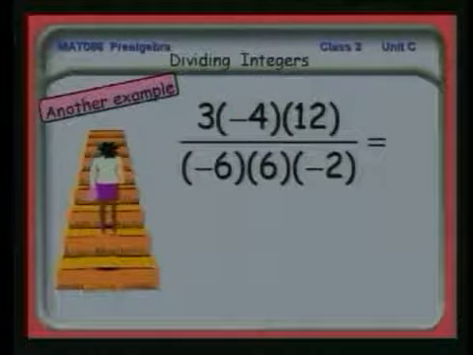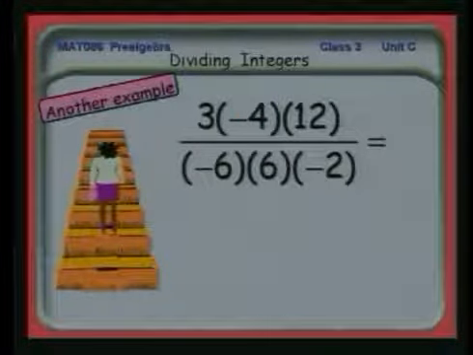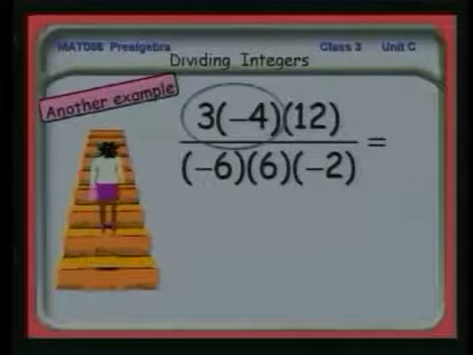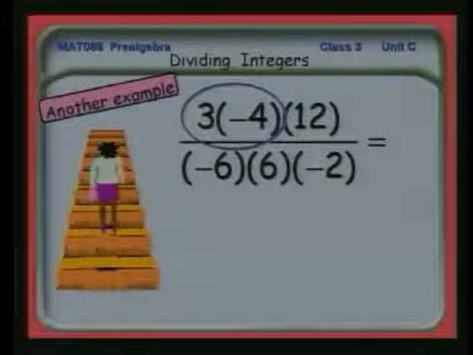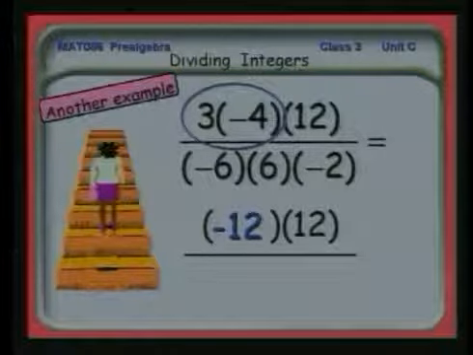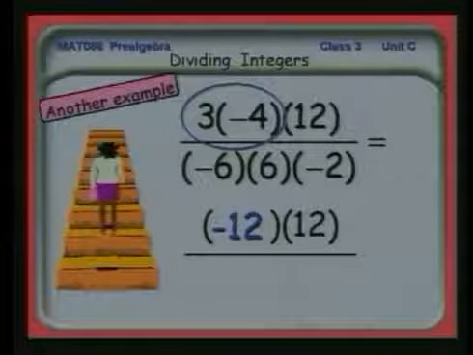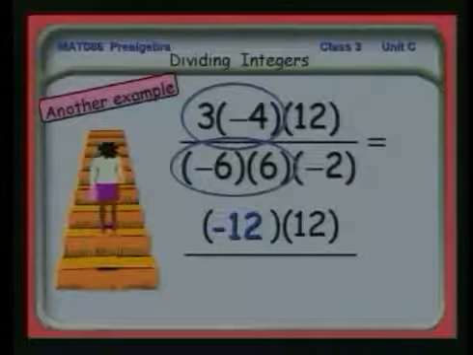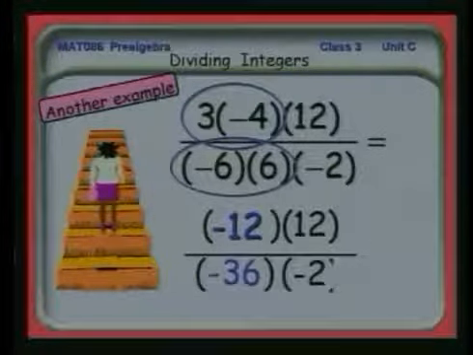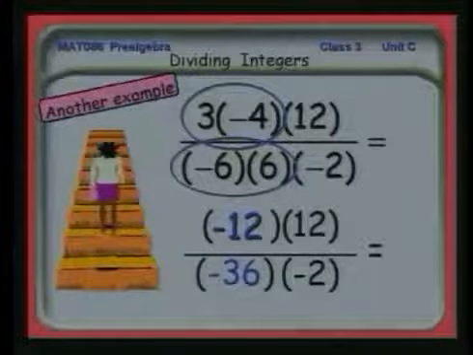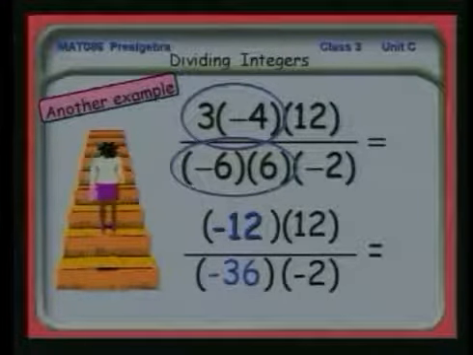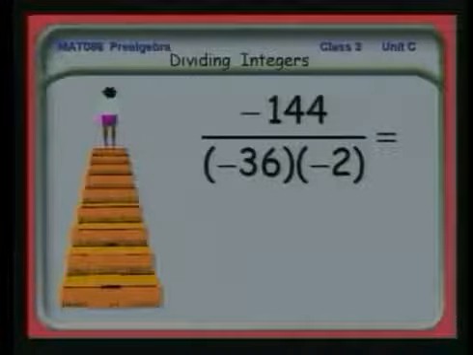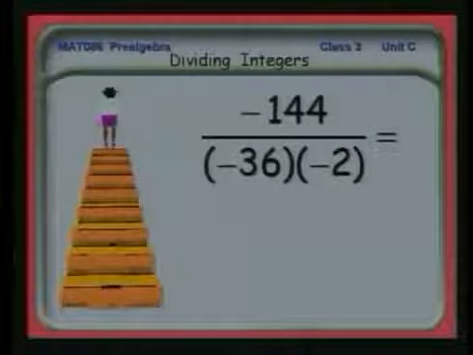Here's yet another one where we have 3 numbers divided by 3 other numbers. We'll take 3 times minus 4, and that gives me minus 12 times 12. Then we'll take 6 times minus 6. That gives me minus 36. I'm part of the way there. The 12 times 12 gives me minus 144.